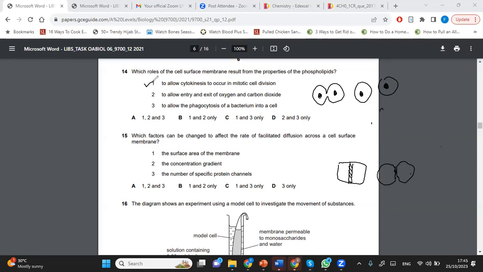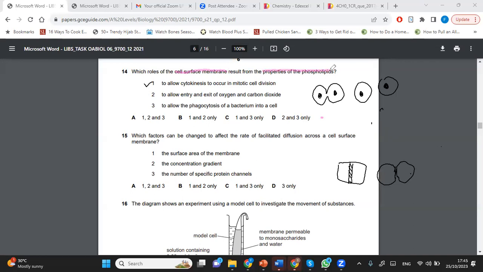Let's take a look at number two. To allow entry and exit of oxygen and carbon dioxide. Is it a role of cell surface membrane? You don't just need to think about, oh, is this what the cell membrane does? That's not the only thing you need to think of. You need to think of, is it a role of the cell surface membrane that results from the properties of phospholipids? So if the cell membrane is doing this, is it doing it because of the phospholipids, or is it some other molecule, some other component?